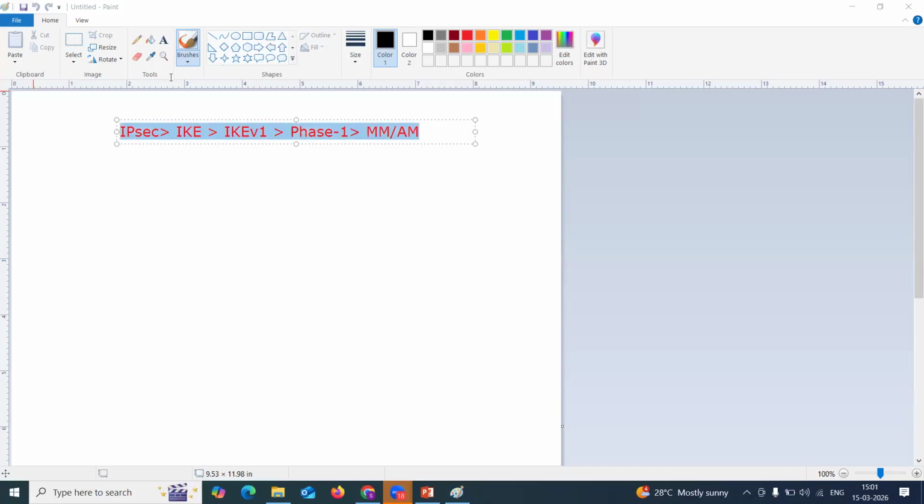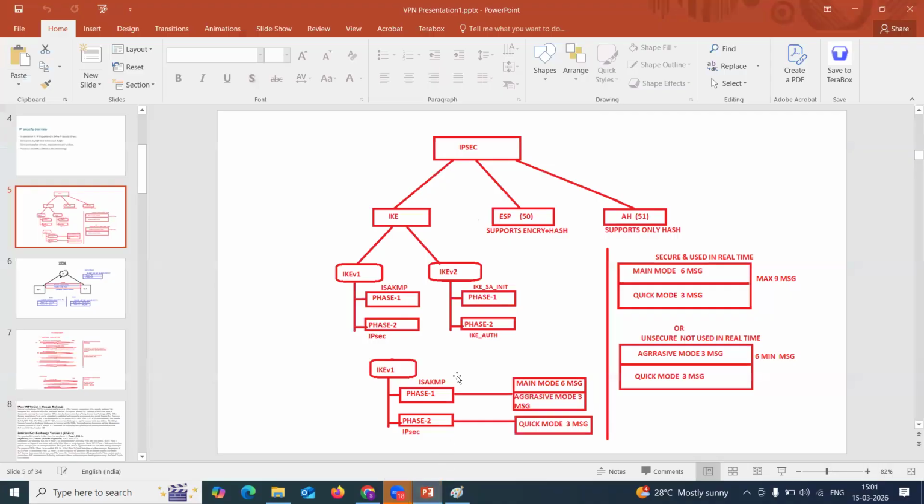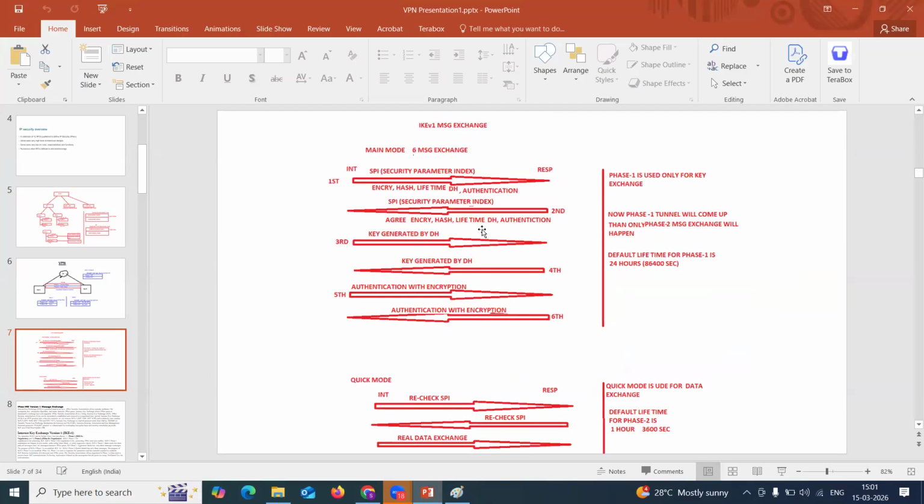So guys, now our target is to understand the message exchange of main mode. We are understanding the six message exchanges of main mode. This is where we are now. Let's take a 5 minute break again, then we'll start.